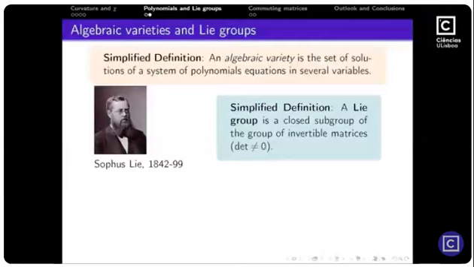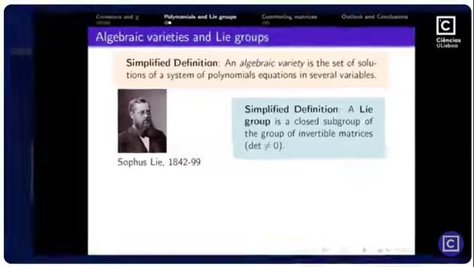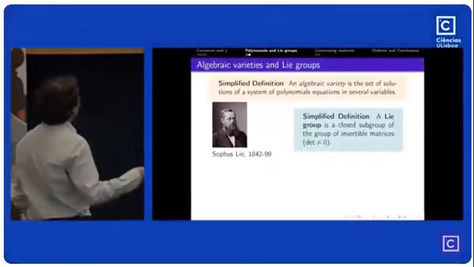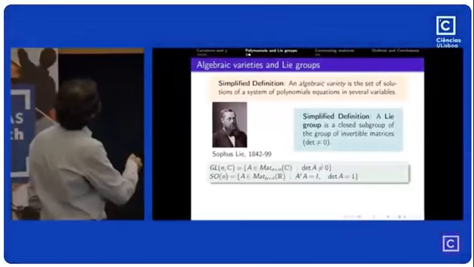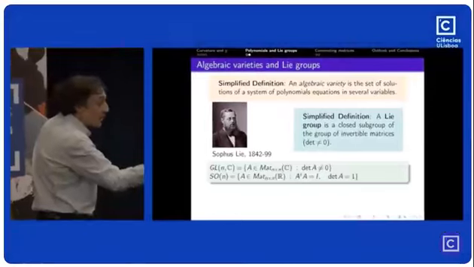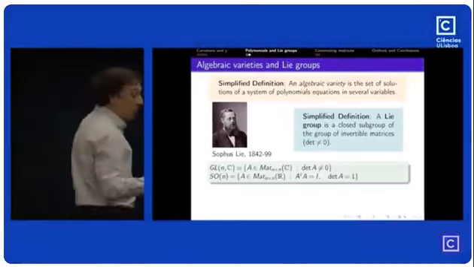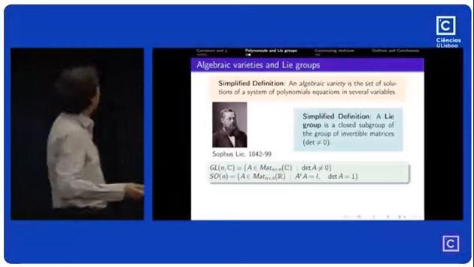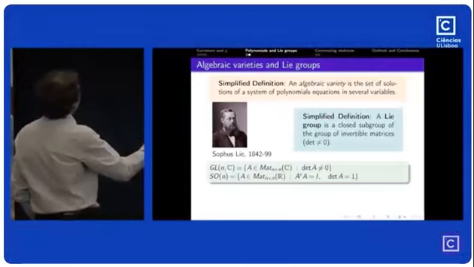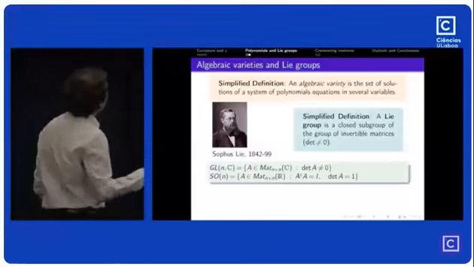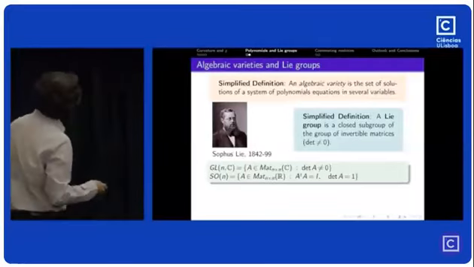Symmetry in physics, in fact, this has been applied also to chemistry. So a Lie group, for me, this is a simplified definition, is a closed subgroup of the group of invertible matrices which have determinants different from zero. Two examples. One is the space of all invertible matrices, let's say with complex coefficients. The other one is the space of orthogonal transformations in Rn. This satisfies A transpose times A is the identity and the determinant is 1.